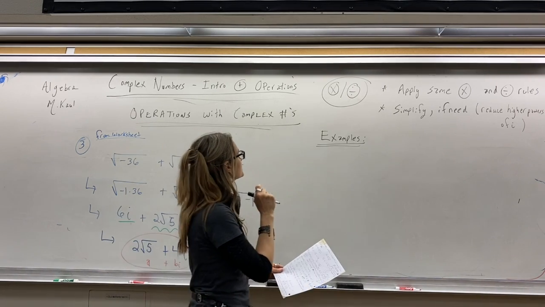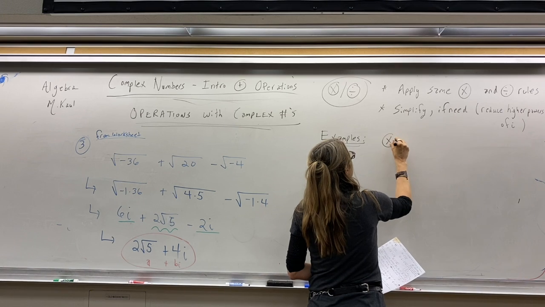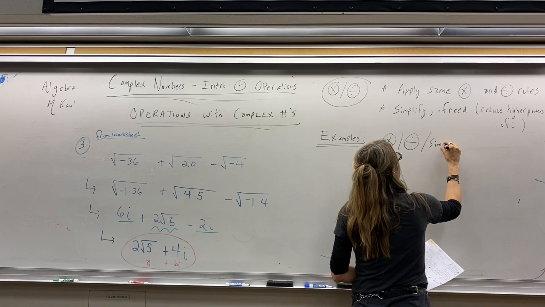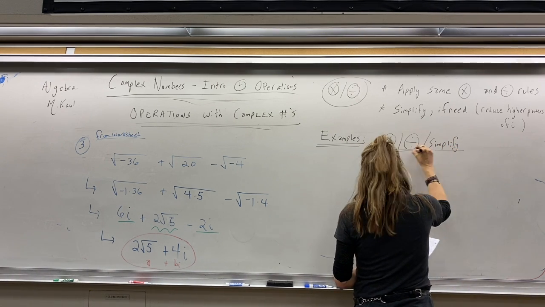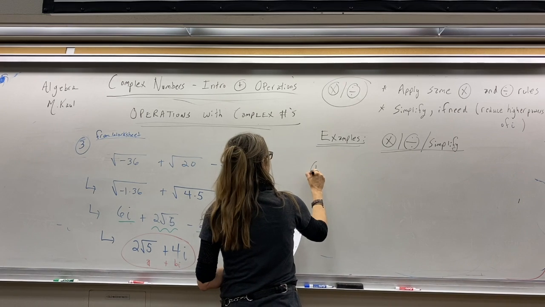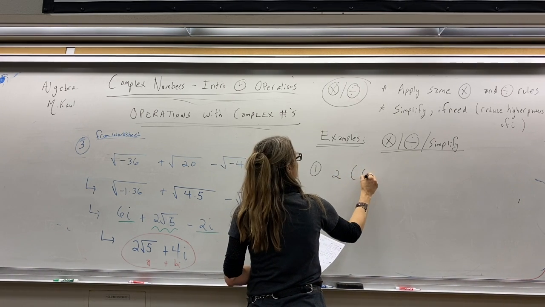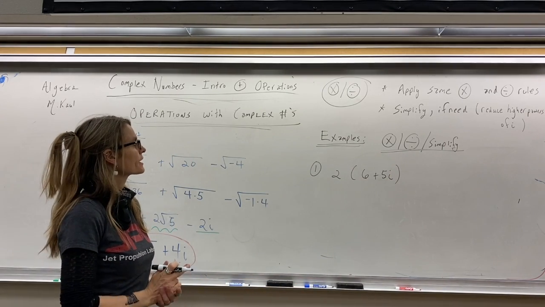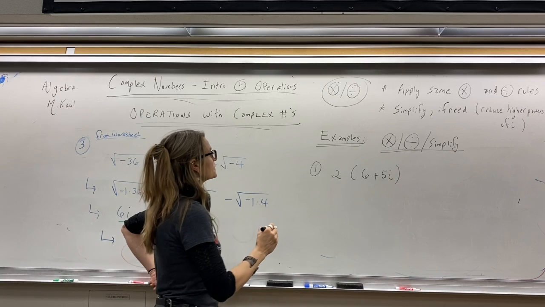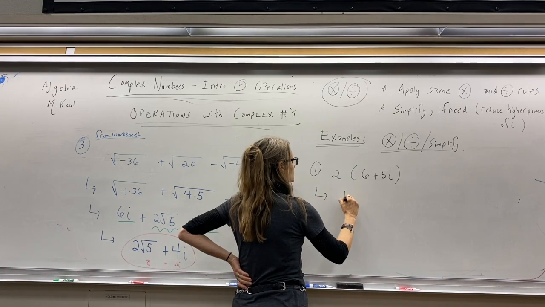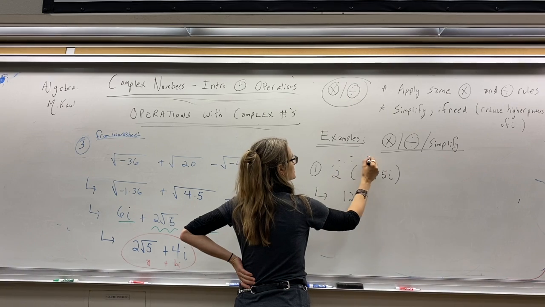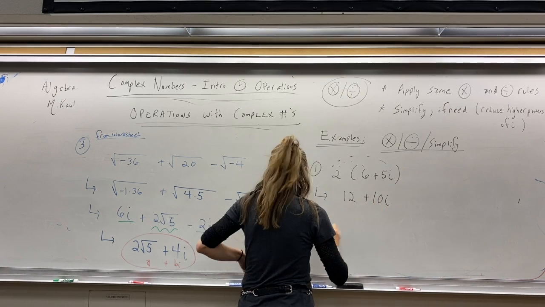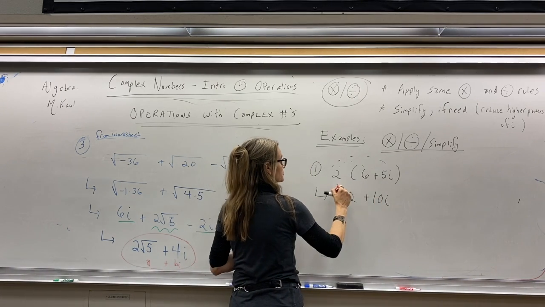Okay, so what we want to do is multiply, divide, simplify. Okay, so number one, let's say we have something like 2 times 6 plus 5i. Starting out with the basics. It works just like what we did with x's before. In this case, we'll have 2 times 6, which is 12. We'll distribute, and then 2 times 5i, we're just doubling 5i, so that's just 10i. And that is our final answer in complex form.